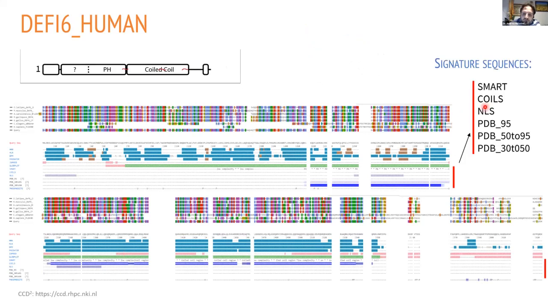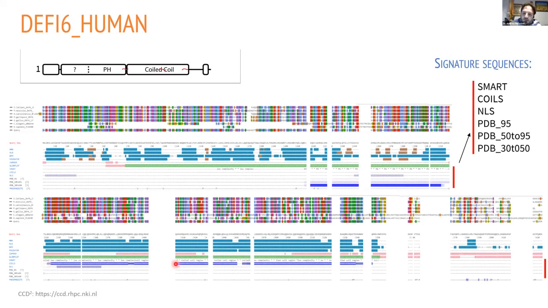Then I would go down and look at the signatures, and you cannot really see it right now, but the SMART database tells us that there's a PH domain, so that's a pleckstrin homology domain. And down here, blue means we get a lot of results. There are a lot of results in the PDB search that tells us that there is a domain here. If we look at the coiled-coil prediction, which is this line here, there is a very strong dark blue prediction that goes all the way to here.